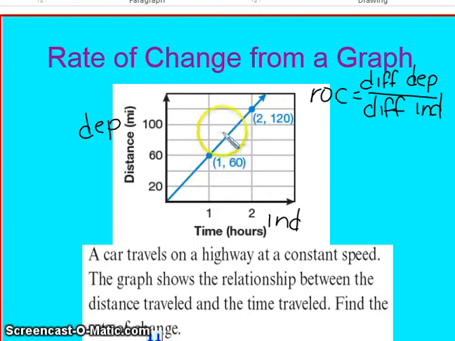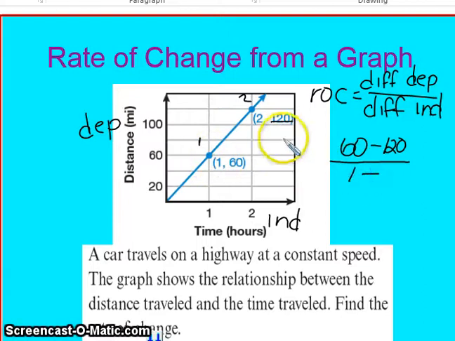So we know that at point 1, I'm going to call this point 1, the distance the car had traveled was 60 miles. And at point 2, right here, the distance the car had traveled was 120 miles. Now, that's the difference in our dependent variable. Now we need to find the difference in our independent variable, or our time. At point 1, our time was 1 hour, and at point 2, our time was 2 hours.